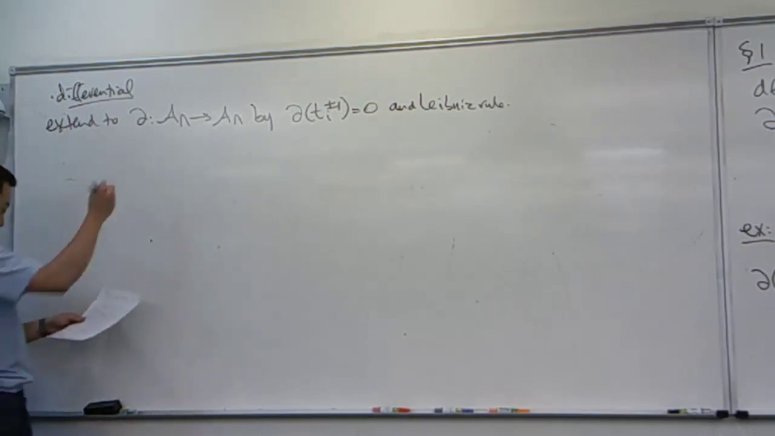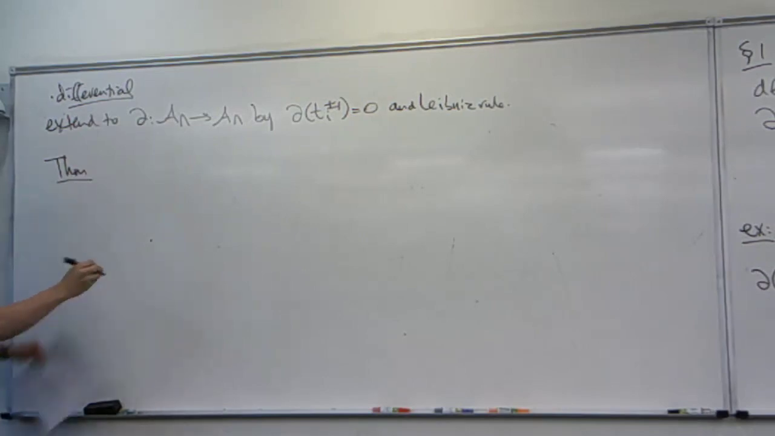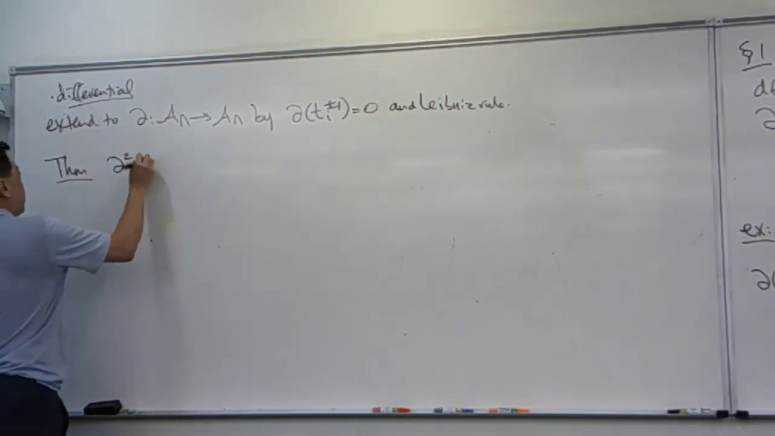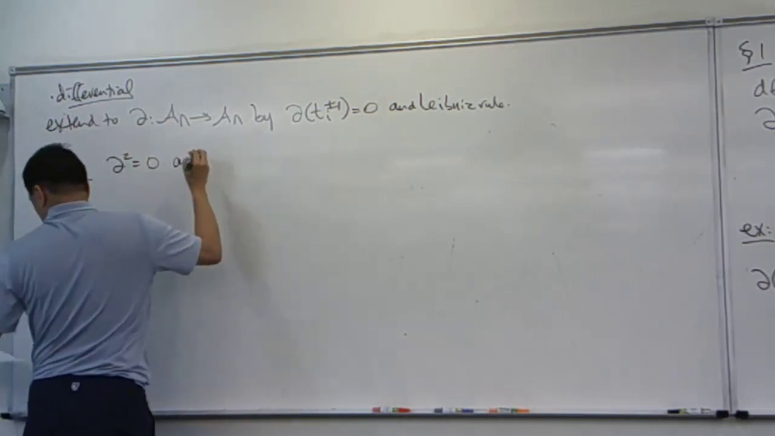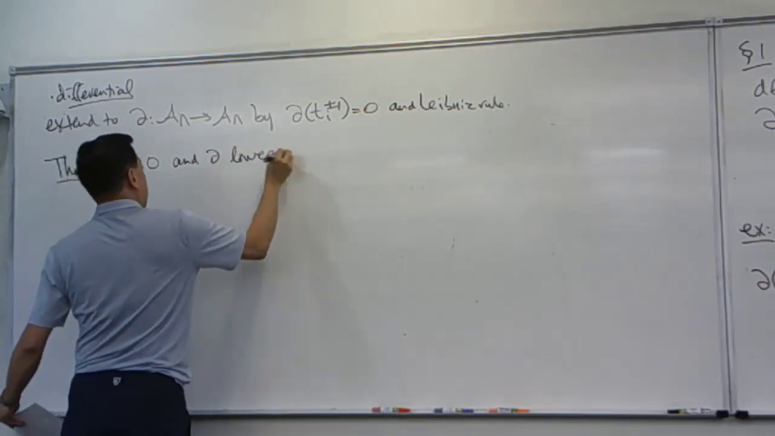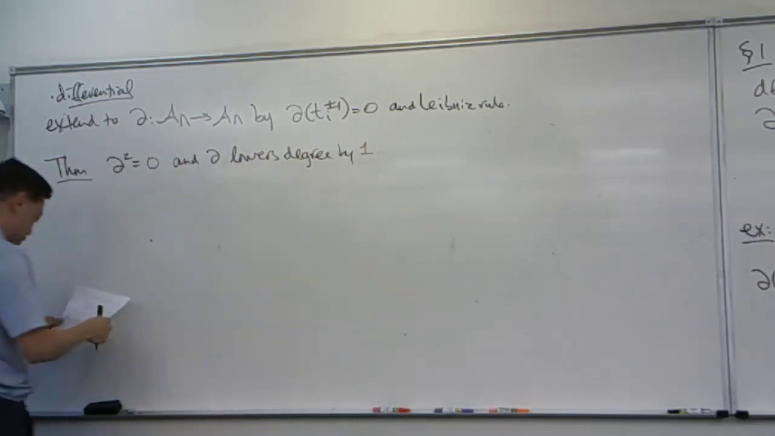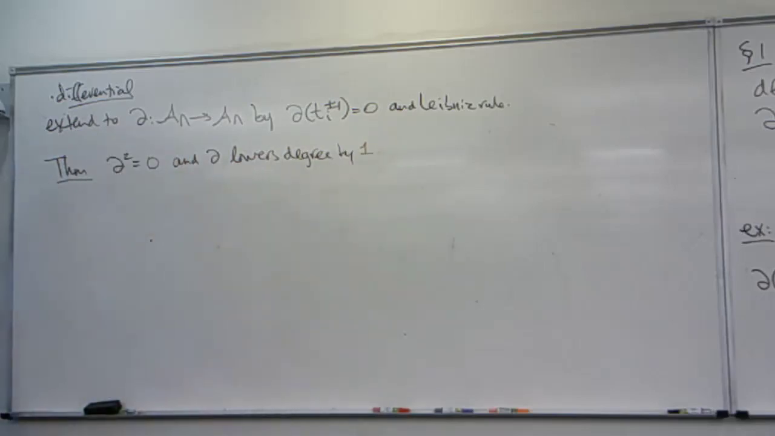The results of the theorem are that d squared is equal to 0, and that d lowers degree by 1. So this actually is an honest differential on this algebra.